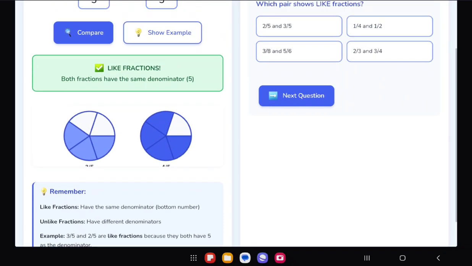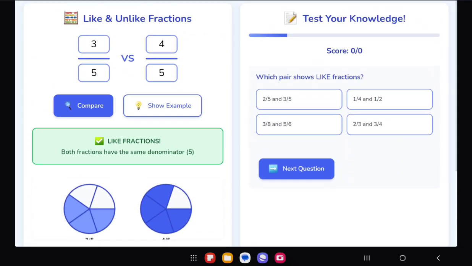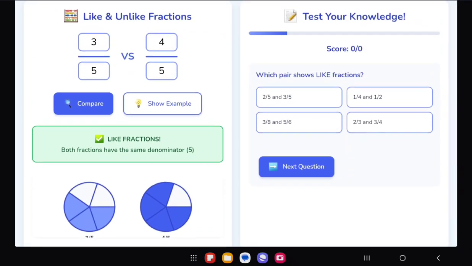5 as the denominator. Here we can use our interactive simulation to learn more about them. Let us check it out. Now, if I click on this show example button, it is showing us different groups of fractions. Here you can see 1 by 4 versus 2 by 4. What do you think? Are they like fractions or unlike fractions? They are like fractions because both of them have the same denominator, right?